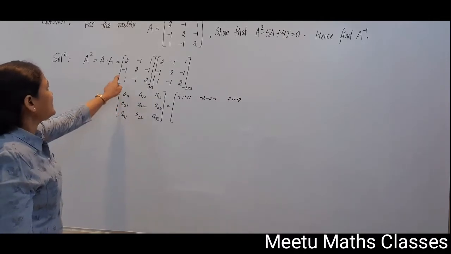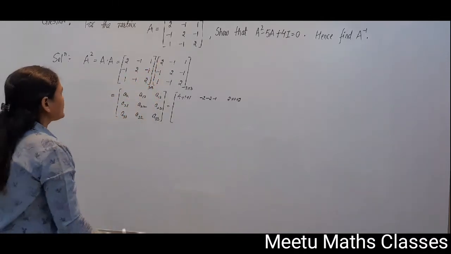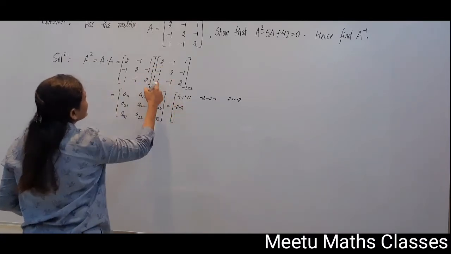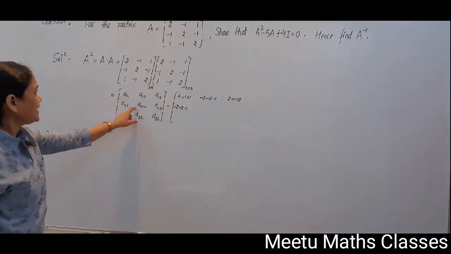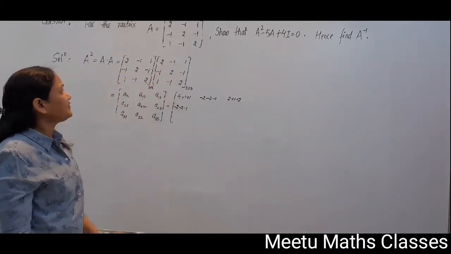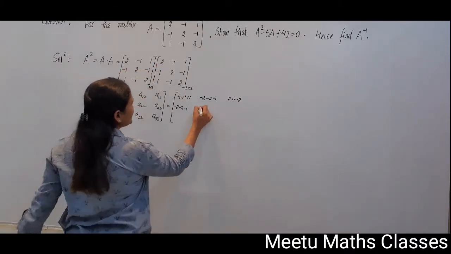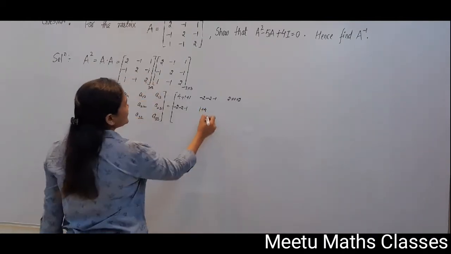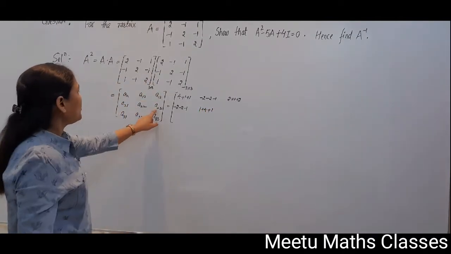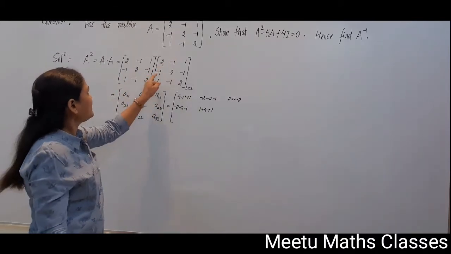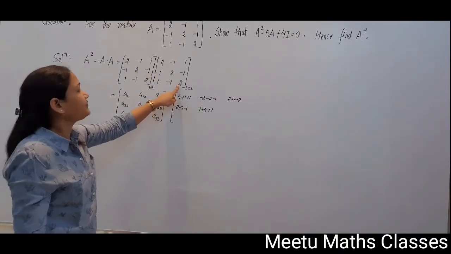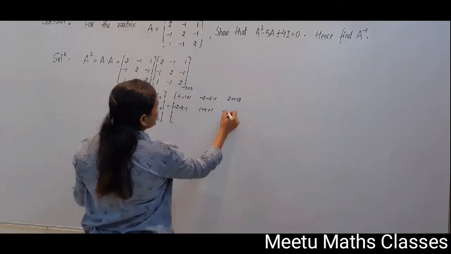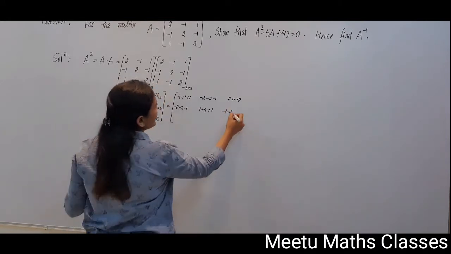Then A21, second row is going to be multiplied by first column. So, minus 1 into 2, 2 into minus 1, minus 1 into 1. A22, second row is going to be multiplied with second column. So, minus 1 into minus 1 will give you 1, 2 into 2 is 4, and minus 1 into minus 1 is 1. Now, A23, second row is going to be multiplied with third column. So, minus 1 into 1 is minus 1, 2 into minus 1 is minus 2, minus 1 into 2 is minus 2.